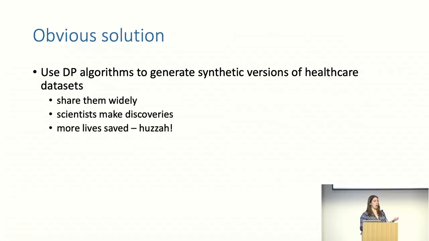So the really obvious thing to me is we should just use all these existing high-quality, vetted, different private algorithms, generate synthetic versions of these healthcare data sets, share them widely, lots of scientists are doing research, human lives are saved, and we're all happy. And I was like, why hasn't anyone thought of this?